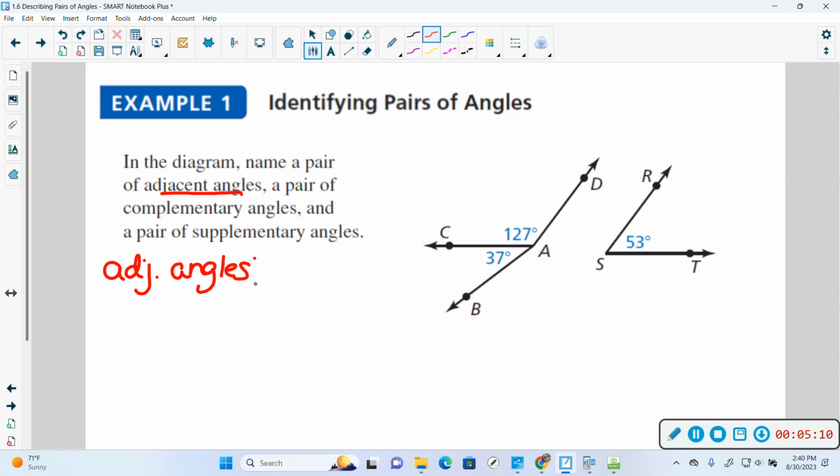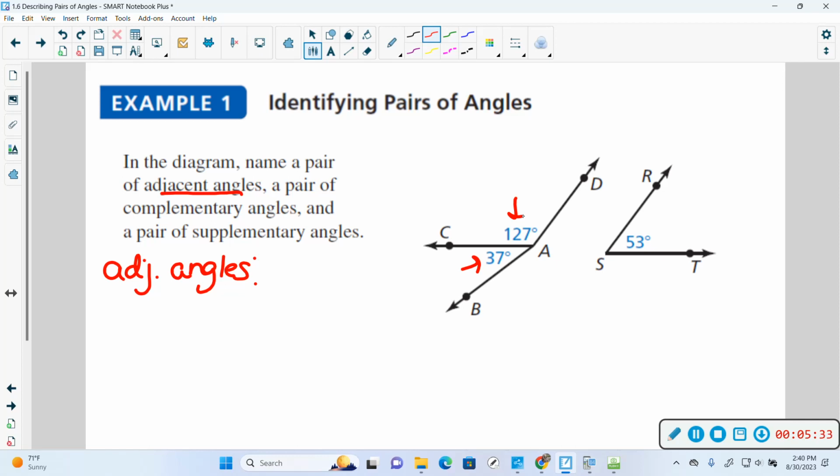Any guesses? Common vertex, share a side, next to each other. 37 and what's next to 37? You guys are lively today. 120, 127. Now here's the thing, to name those angles, this is kind of the F part. And good review for our quiz Friday.